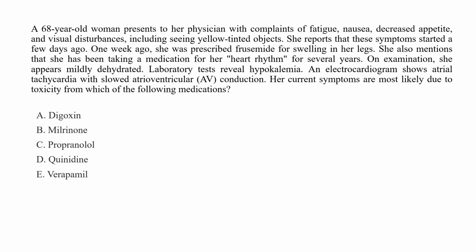A 68-year-old woman presents to her physician with complaints of fatigue, nausea, decreased appetite, and visual disturbances, including seeing yellow-tinted objects. She reports that these symptoms started a few days ago. 1 week ago, she was prescribed furosemide for swelling in her legs. She also mentions that she has been taking a medication for her heart rhythm for several years.